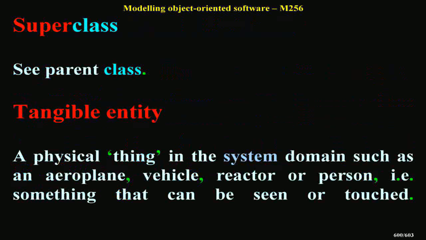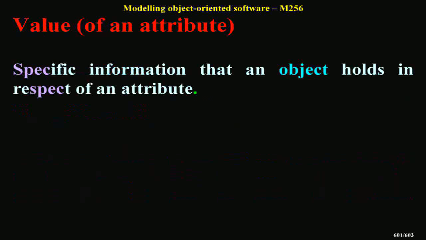Superclass. See parent class. Tangible entity. A physical thing in the system domain such as an airplane, vehicle, reactor or person, i.e. something that can be seen or touched. Value of an attribute. Specific information that an object holds in respect of an attribute.